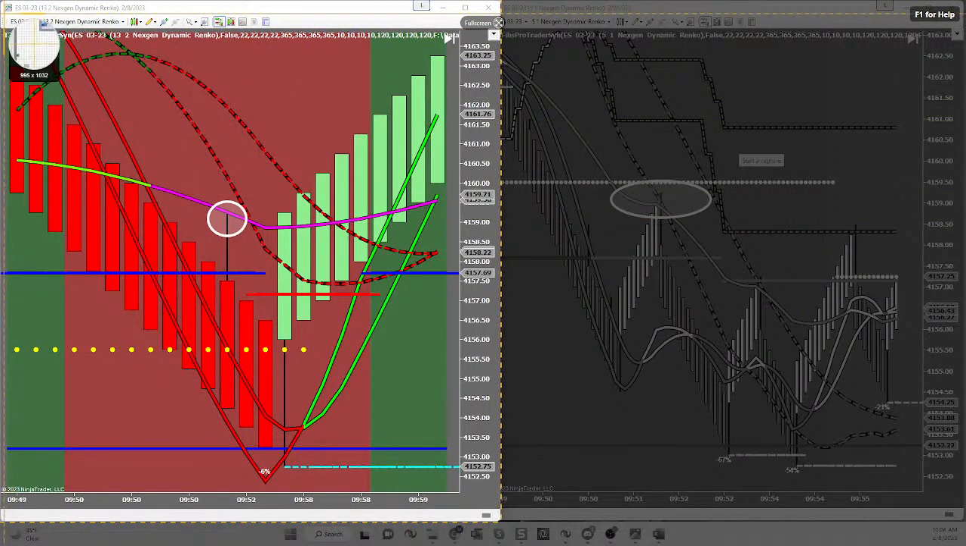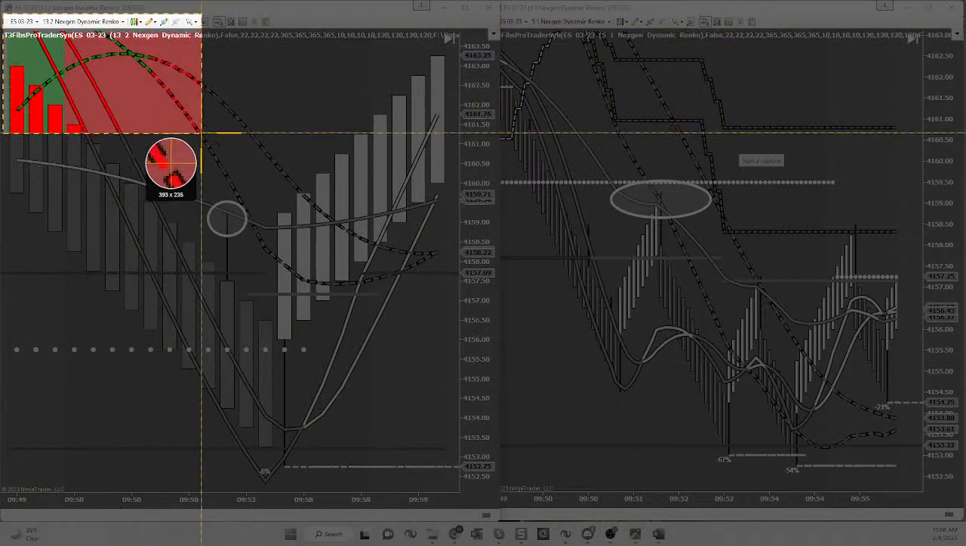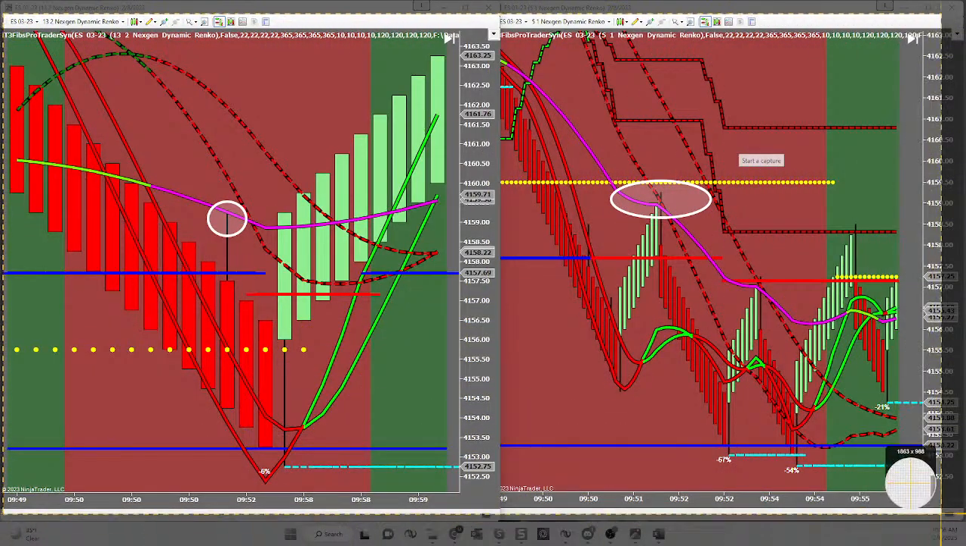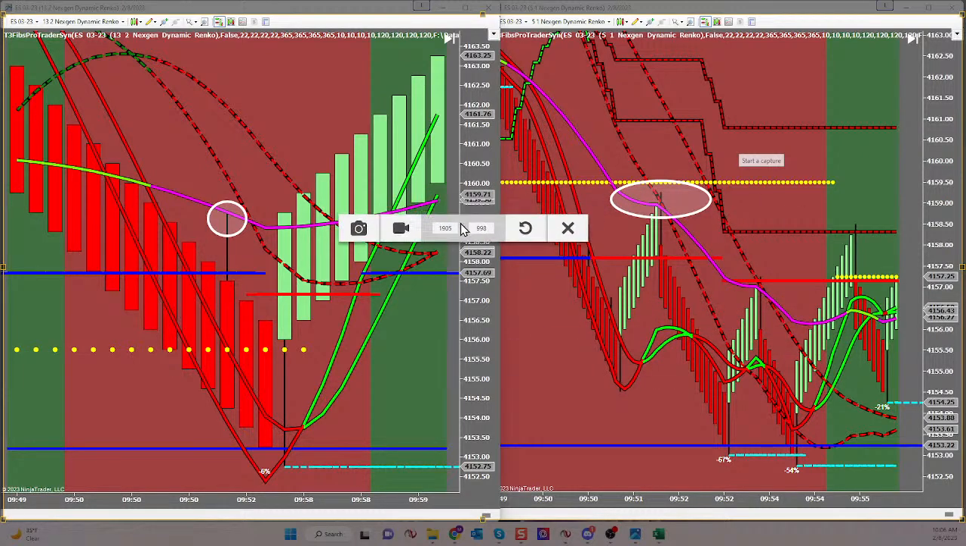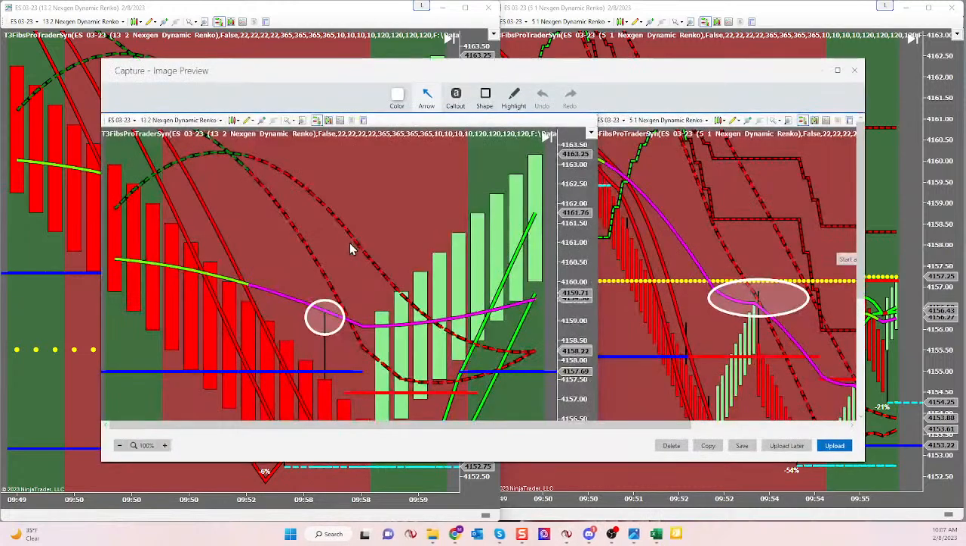So I'm going to left click in the upper left-hand corner and I'm going to drag it all the way down to the right. I want to make sure that I get my prices in there because it's important to see that. I want to get my timestamps in there too to make sure that I'm looking at the same information on both charts. And I'm going to release that mouse. Release the mouse. And it's going to give me some options. I'm going to click on this big camera that says capture an image. And up comes my image preview.